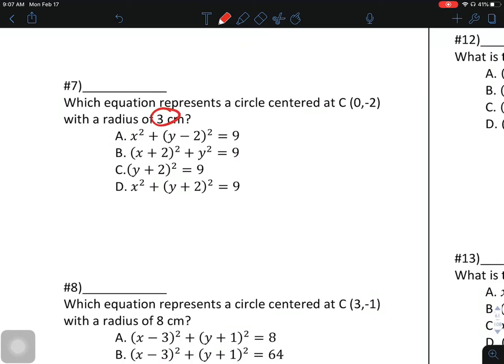Number 7. If the radius is 3, this should be 3 squared, which it is. That doesn't eliminate anything. The center is at 0, negative 2. That means we're going to have an x squared plus a y minus a negative 2, which is a y plus 2. And that is looking like D.